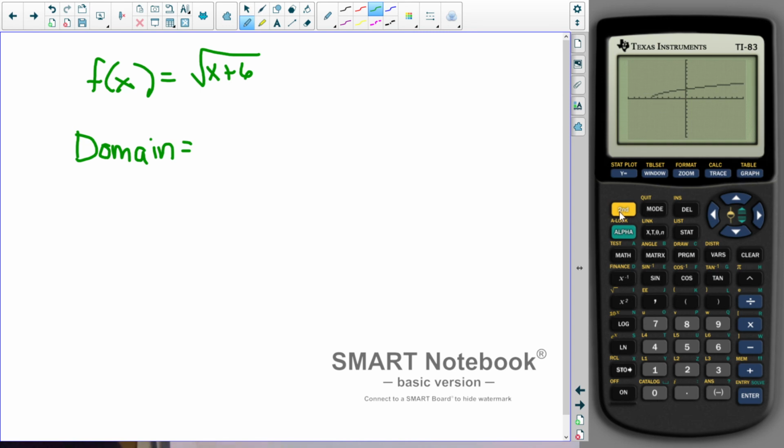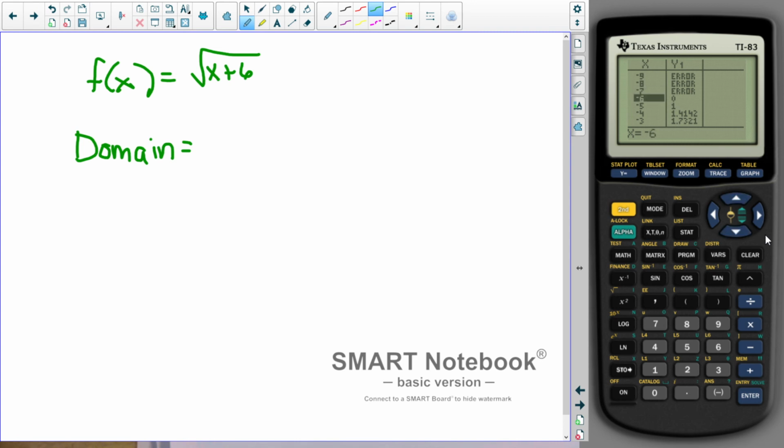So to access the table of values here, I'm just going to go second table, and it's going to give me a table of values. Okay, and this table of values is dynamic; it'll change. And if I scroll through those, I can see that at -6, my y value is 0, but to the left of -6, I get an error.